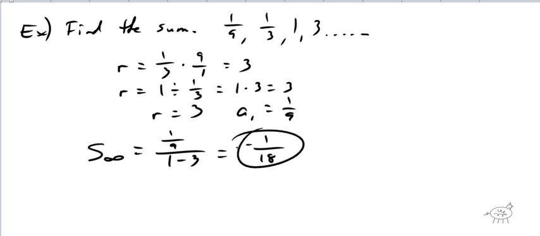Okay, everybody good with that? Boo! Wrong! Why is it wrong? Well, think logically. Do you even see any negative numbers up here? 1/9 plus 1/3 plus 1 plus 3. They're all positive numbers. So what the heck is wrong with this thing?